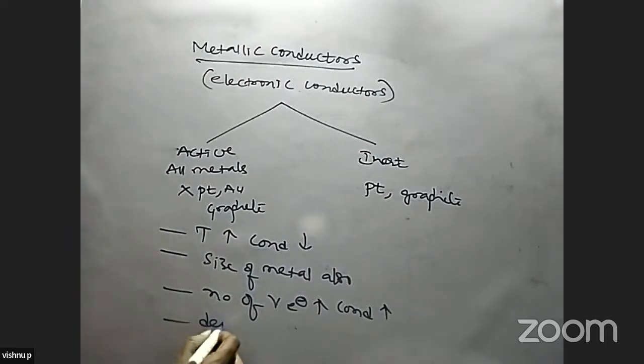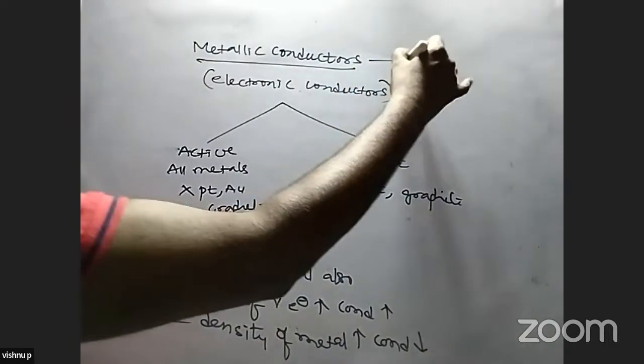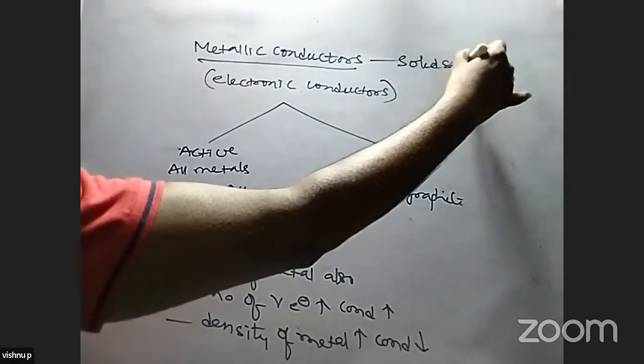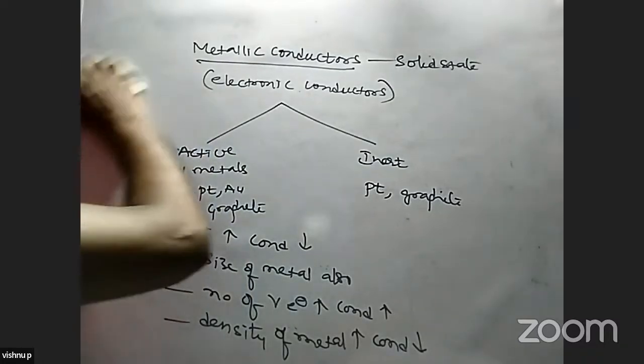When the density of the metal increases, conductivity always decreases. These are the properties of electronic conductors, or metallic conductors. Electrolytic conductors are in liquid state. Metallic conductors are in solid state. Physical state is solid state.